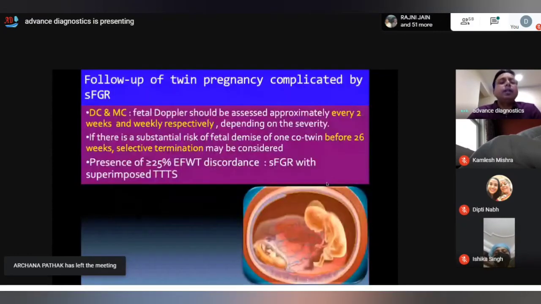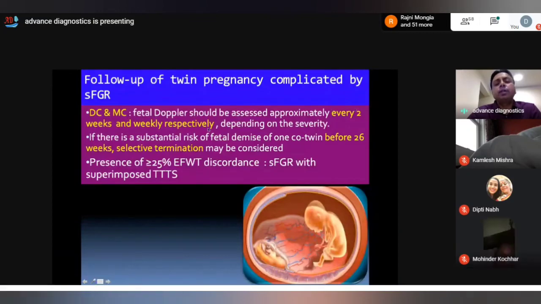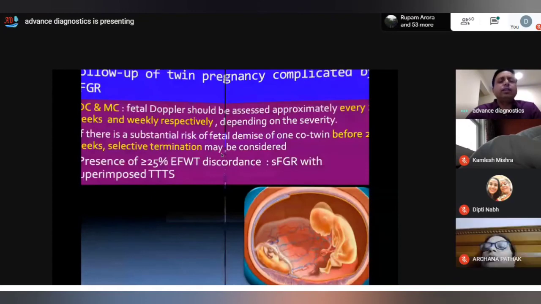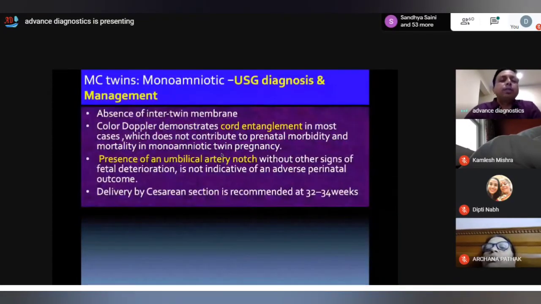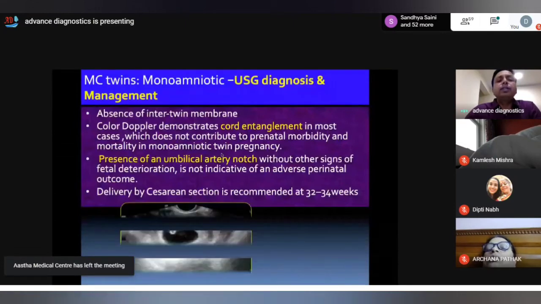Follow-up in dichorionic and monochorionic twins: fetal Doppler should be assessed approximately every 2 weeks and weekly respectively, depending upon the severity. If there is substantial risk of fetal demise of one twin before 26 weeks, selective termination may be considered. And if you see more than 25% discordance, then there might be selective fetal growth restriction with superimposed TTTS.